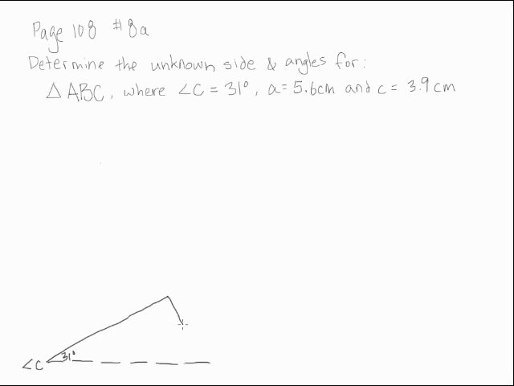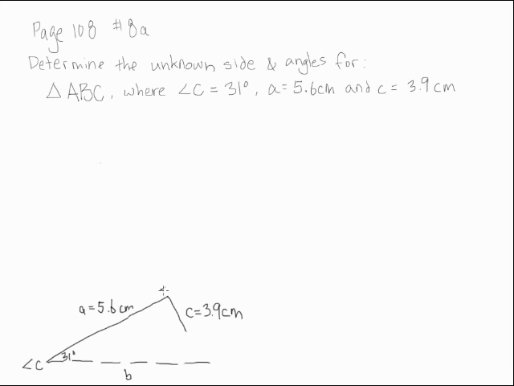And we don't know what this triangle is going to look like. So I'm just going to draw it like that for now. And so side C equals 3.9 centimeters. We also know that side A is 5.6 centimeters. So we can put that in. A equals 5.6 centimeters. Since this is triangle ABC, this here would be side B. But we don't know the length of that.